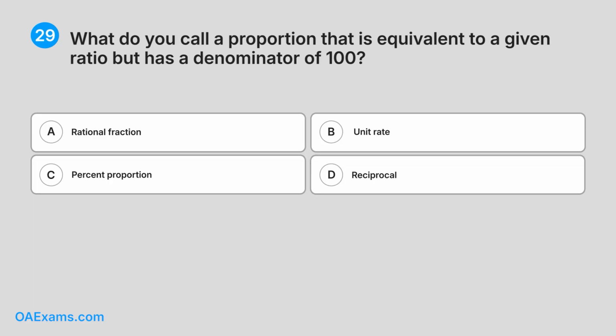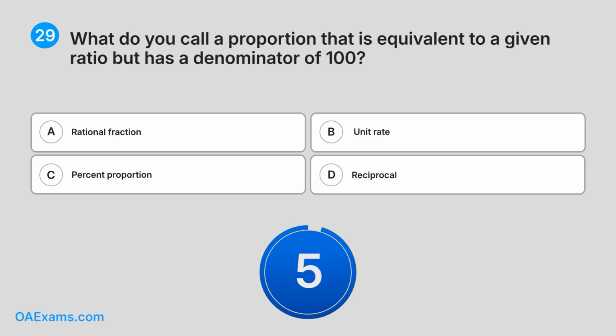29. What do you call a proportion that is equivalent to a given ratio, but has a denominator of 100? A. Rational fraction. B. Unit rate. C. Percent proportion. D. Reciprocal. What do you think is the answer?